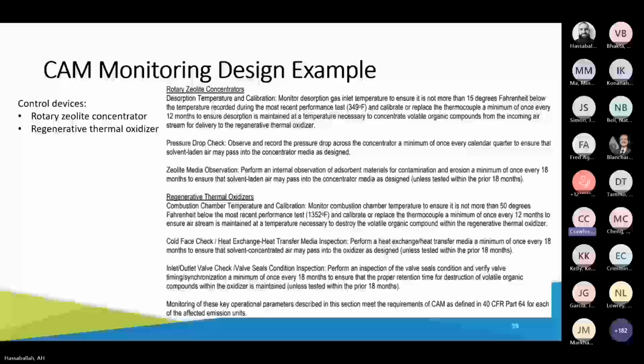Yeah, so just looking at that, unless the temperature is required to be monitored at least once every 24 hours, I mean, that's what CAM requires, monitoring at least once every 24 hours, and I don't see anything in those monitoring examples that specify that.